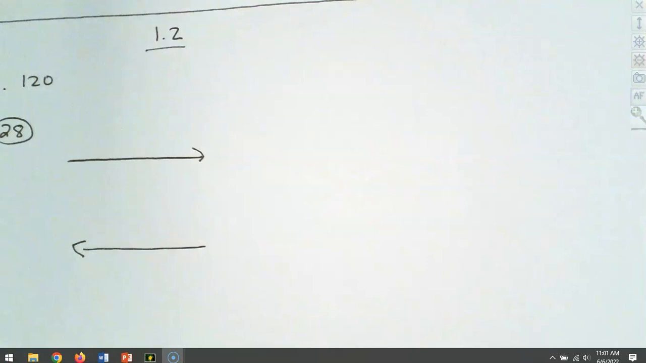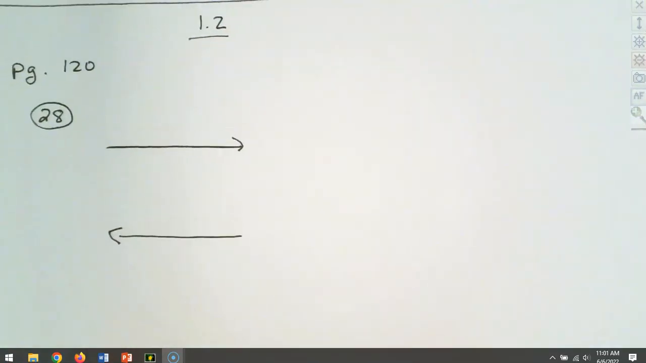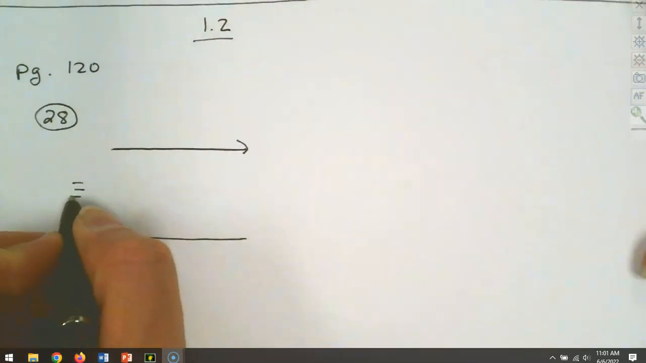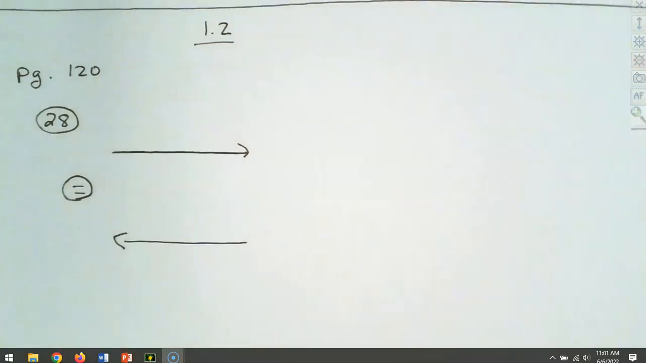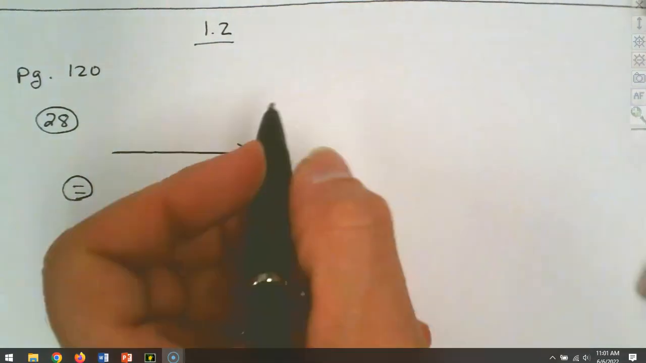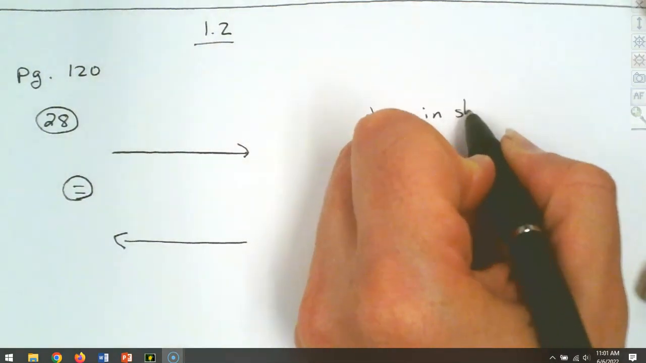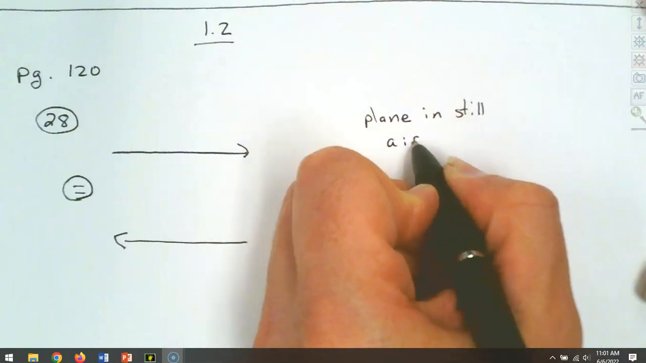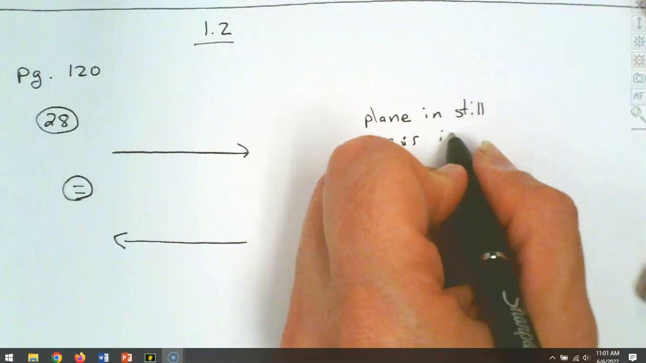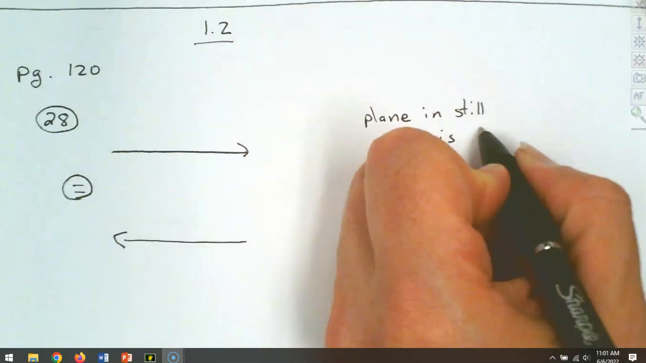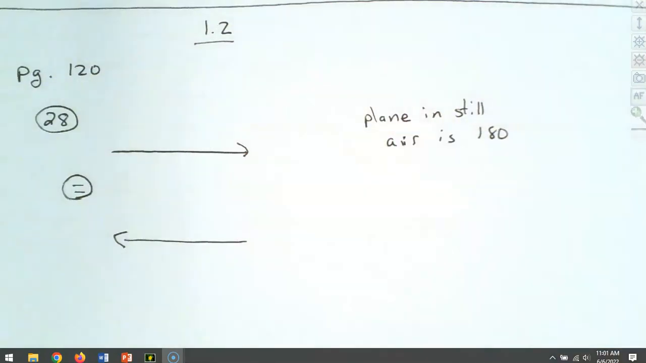So what do we know here? Well, these overlap each other, right? And they're the same because I'm going there and I'm coming back. So these should be equaling each other, shouldn't they? Okay, they should equal. Distances should be the same. Now, what do we know about the plane in still air? Well, the plane speed in still air is going to be 180, right? So that's the plane in still air.